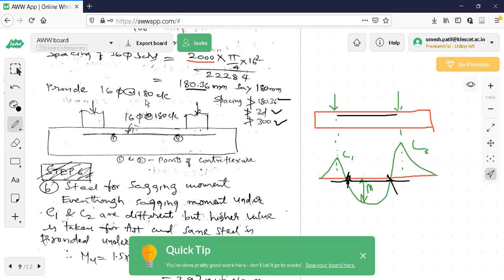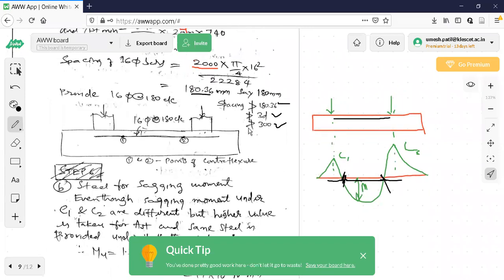If this value is, let us say, 350, you cannot use 350 because of this condition. Because in any case, the spacing should not be more than 300, whatever your calculation, whatever your formula. So check whether the spacing meets this criteria or not.